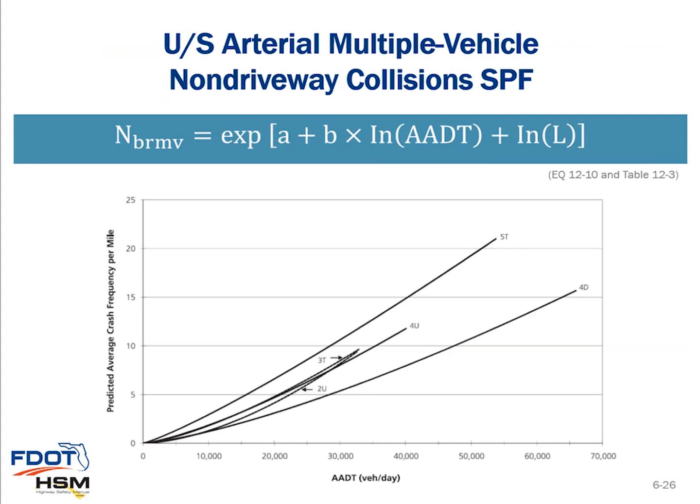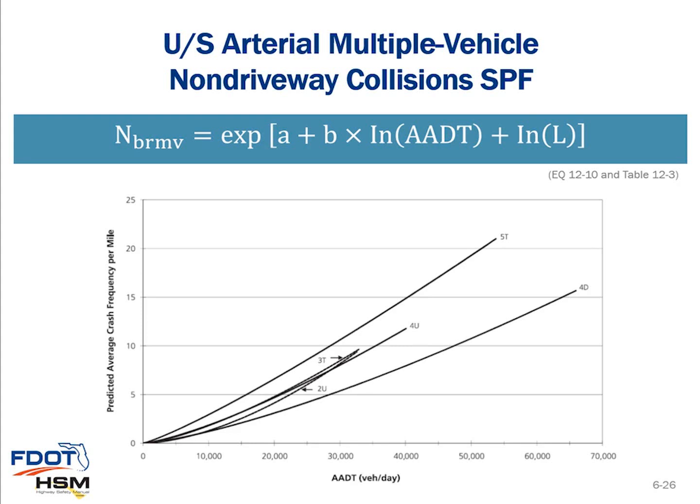Let's look graphically at the different types of SPFs that we have. The first is the multiple vehicle non-driveway collisions and the SPF for that. It's very similar to what we saw previously in Chapter 11. It has an A and a B factor, which are taken from the table, in this case Table 12-3. It also has average annual daily traffic and the length in miles, and these become parts of it.